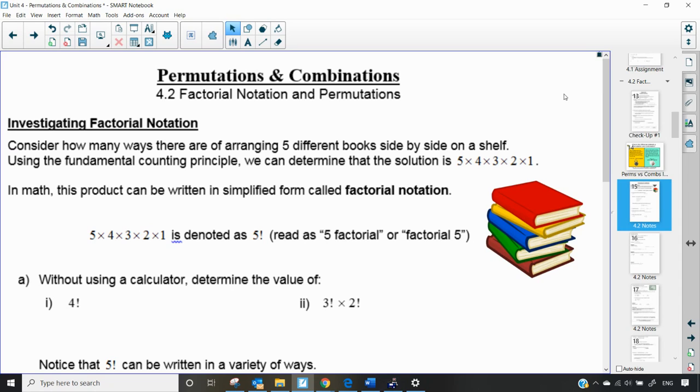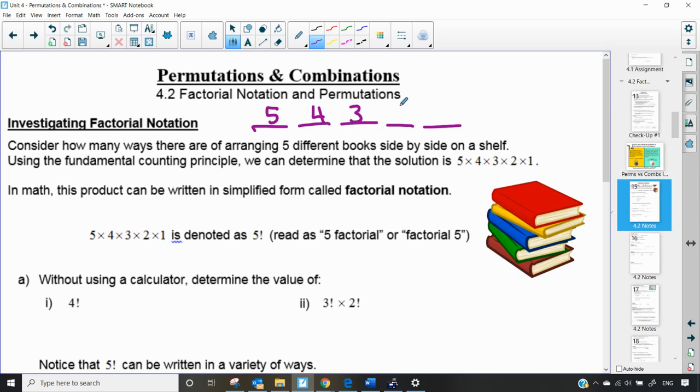arrange them. Well, if we go back to the fundamental counting principle that we did in the last lesson, we would have set up our blanks. We would have had a blank here, here, here, here, and here. Those are our 5 books. And we would have had 5 choices for the first book, 4 choices for the second, 3 for the third, 2 for the fourth, and 1 for the last one. And we could have multiplied that out. So 5 times 4 times 3 times 2 times 1 would have given me an answer.